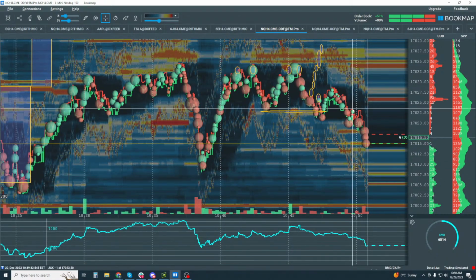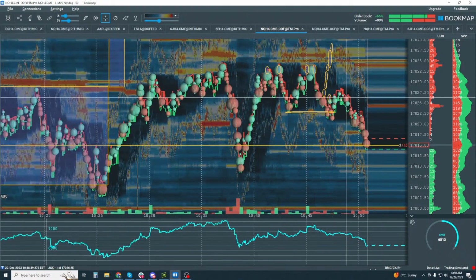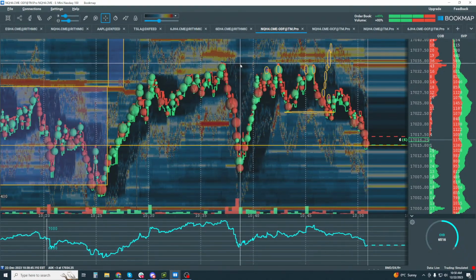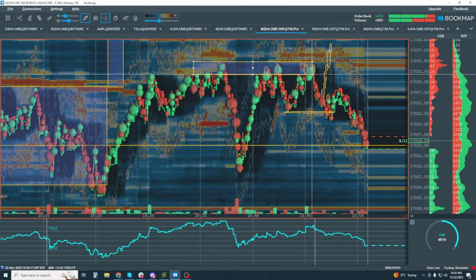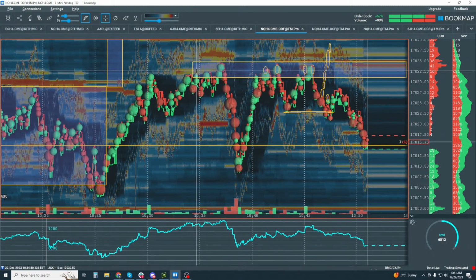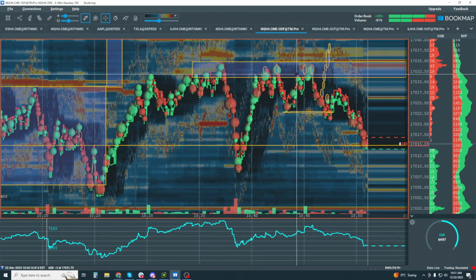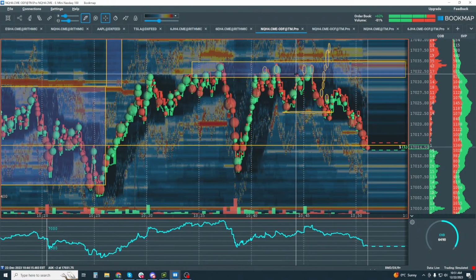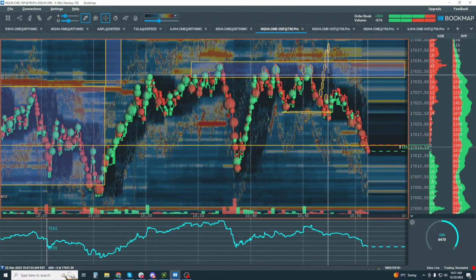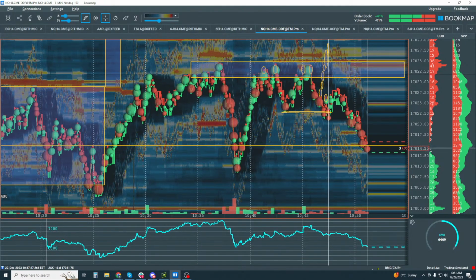Okay. Oh, sellers winning the battle here, taking this lower. Still, I'm not going to try to fight it. I'm just mentioning we know that it auctioned up here. And there's buyers up here. So it's possible it can auction there again.